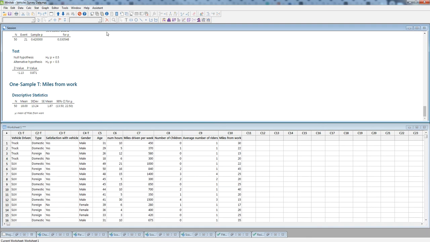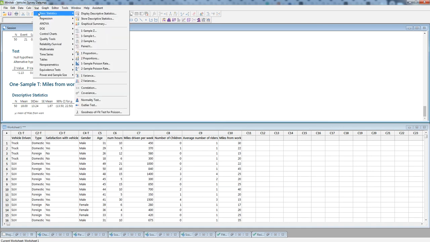Okay, so now that I've got this, I'm going to do something kind of weird. Most people work 5 days a week, right? Roughly. And the average appears to be somewhere between 13 and 22 for this. So I'm going to say the average miles driven per week is like, I don't know, 60 miles based on this little bit of information here. So I'm going to use that as my prediction for what my mean's going to be for miles driven per week for C7. So I'm going to do Stat, Basic Statistics, 1 Sample T.